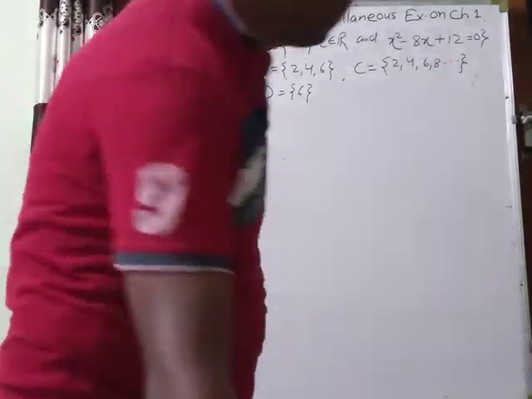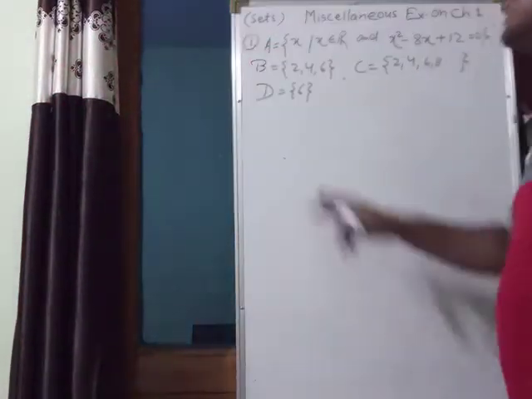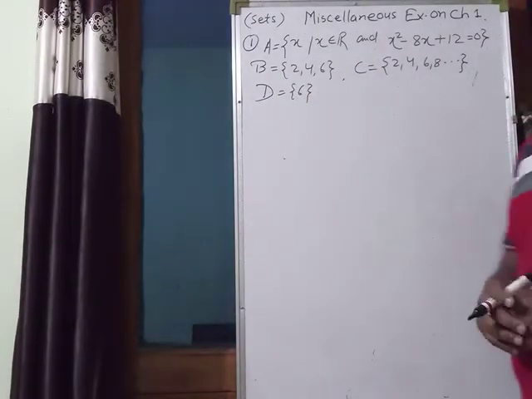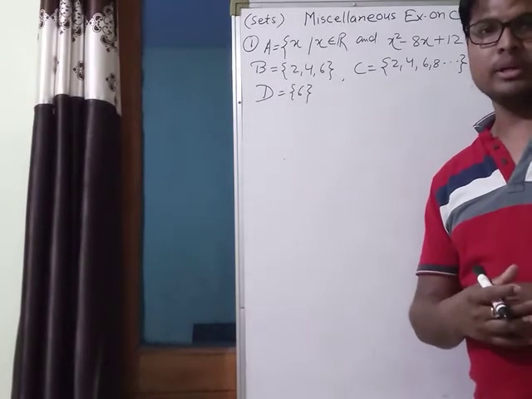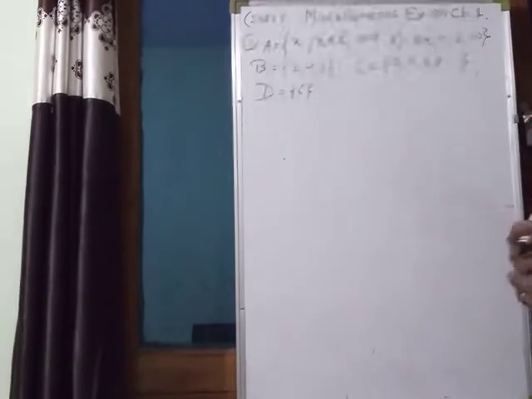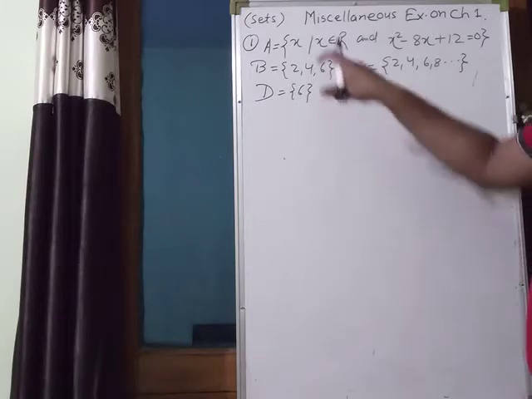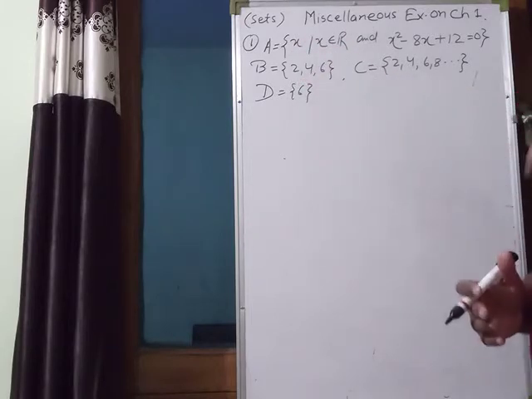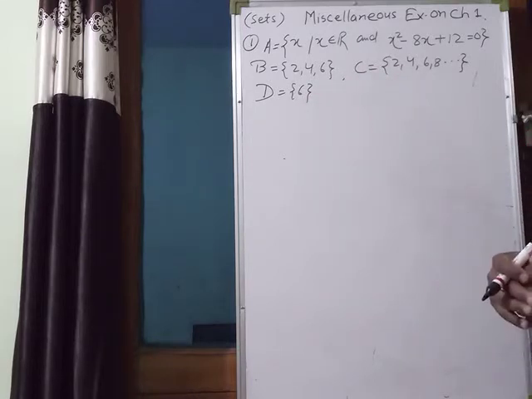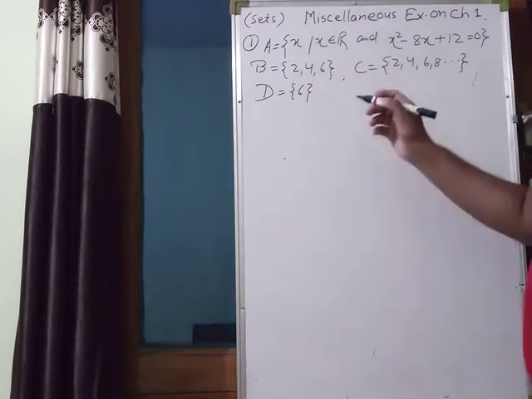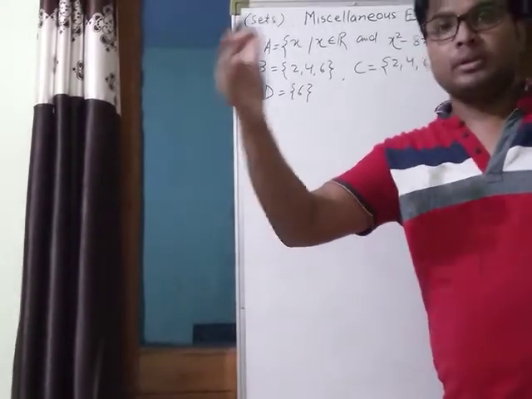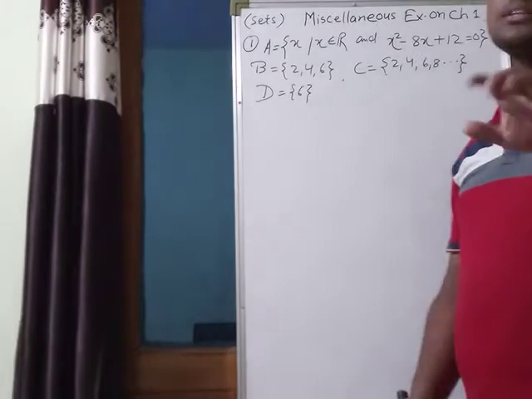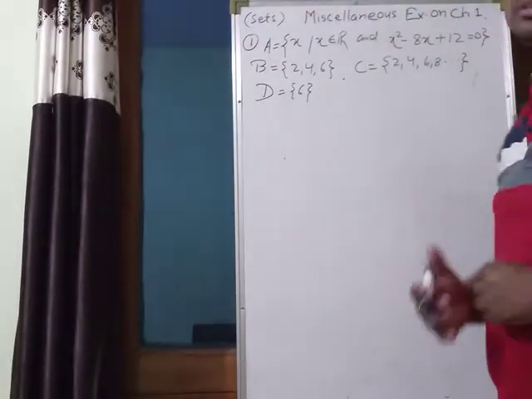Okay? So see in this question, B, C, and D are in roster form, but A is in set builder form. So first of all, we have to convert this set A into roster form. All these others are already in roster form. A set is a subset of another set when each element of that set belongs to the other set.